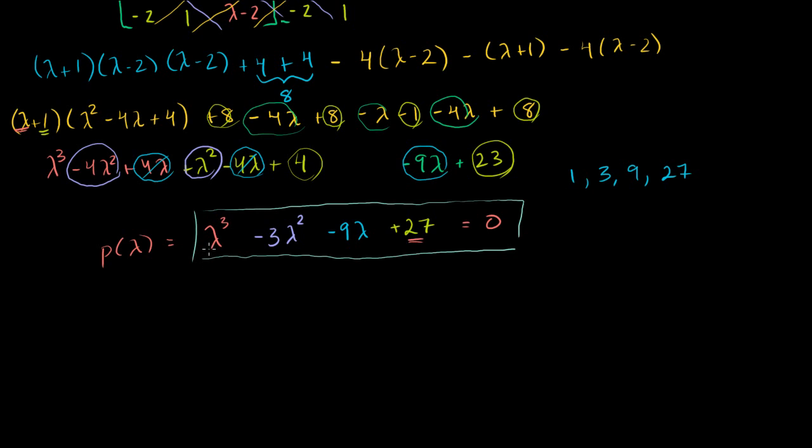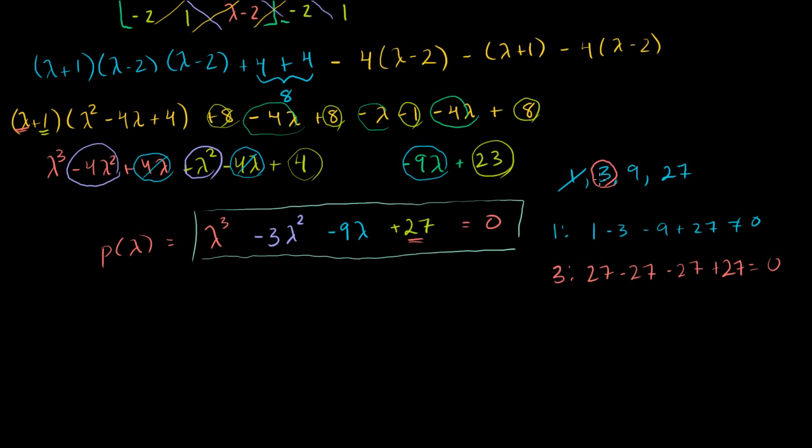1 cubed is 1 minus 3. So let me try 1. If we try 1, it's 1 minus 3 minus 9 plus 27. That does not equal 0. It's minus 2, minus 9 is minus 11, plus 27 is 16. That does not equal 0. So 1 is not a root. If we try 3, we get 3 cubed, which is 27, minus 3 times 3 squared, which is minus 27, minus 9 times 3, which is minus 27, plus 27. That does equal 0.